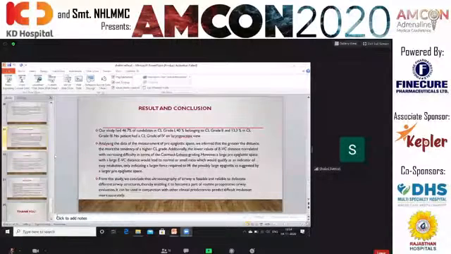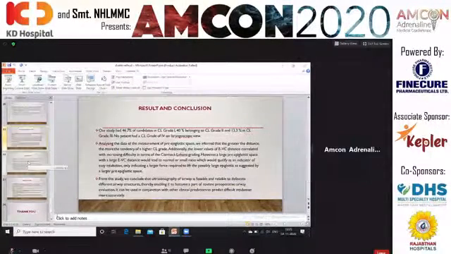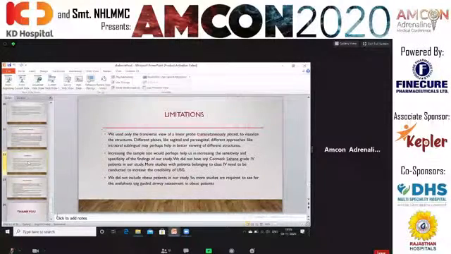From this study, we conclude that ultrasonography of the airway is feasible and reliable to delineate different airway structures, thereby enabling it to become a part of routine preoperative airway evaluation. It can be used in conjunction with other clinical predictors to predict difficult intubation more accurately. Next slide. 20 seconds left. Next.